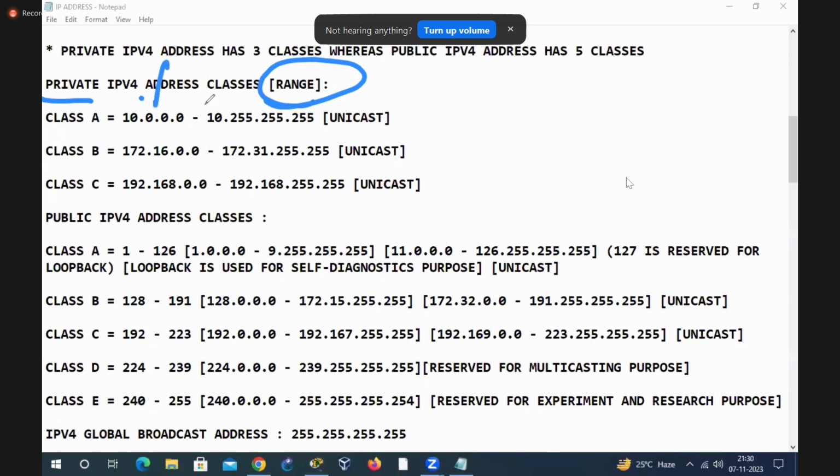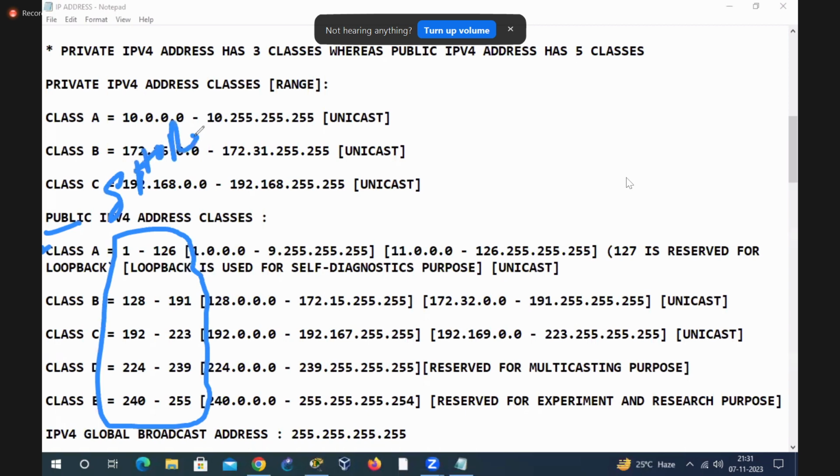This is your starting range. This is your ending range. Similarly, for public also, we have the short range. This is what we call the short range.